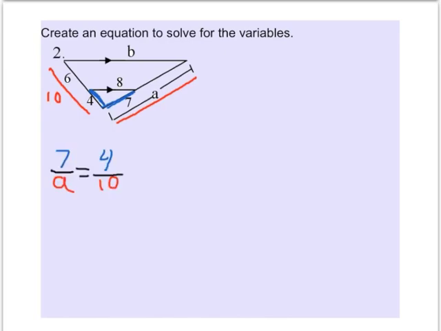When you cross multiply, we have 4 times a is equal to 7 times 10. And 7 times 10, of course, is 70. And then we'll divide both sides by 4. And that reduces to the fraction a is 35/2.